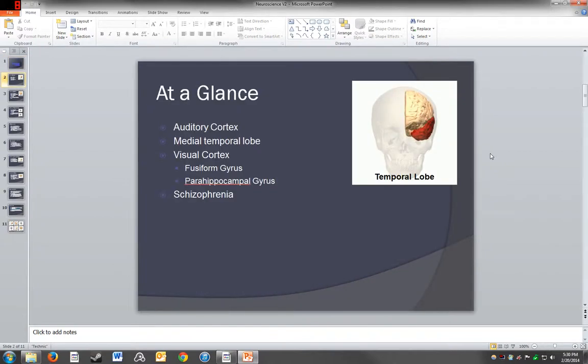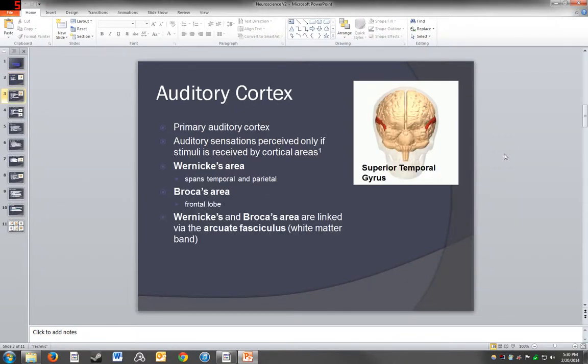So to jump right in, we will be looking at the temporal lobe. I'm going to be covering the auditory cortex, medial temporal lobe, the visual cortex, and schizophrenia. Starting with the auditory cortex, as you can imagine, the auditory cortex is involved in auditory processing. It's located in the superior temporal gyrus. The primary auditory cortex is located in the posterior portion of the superior temporal gyrus.